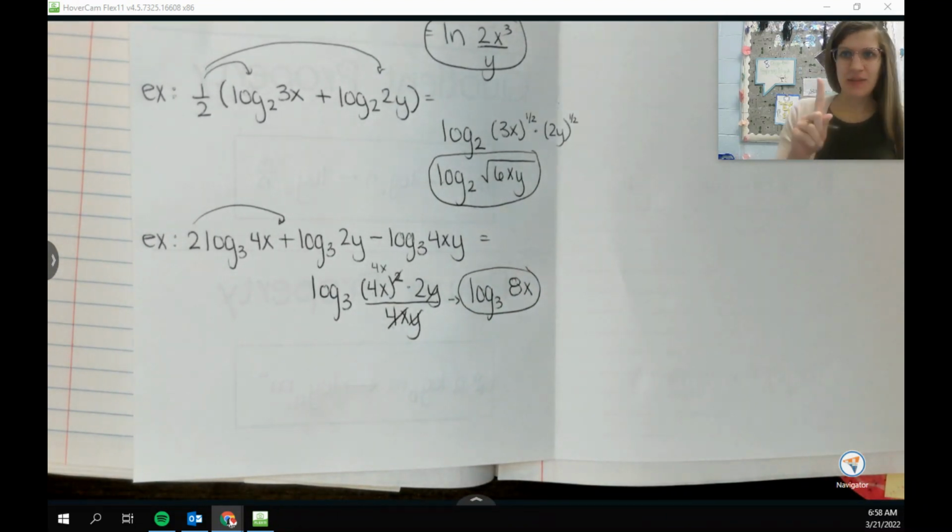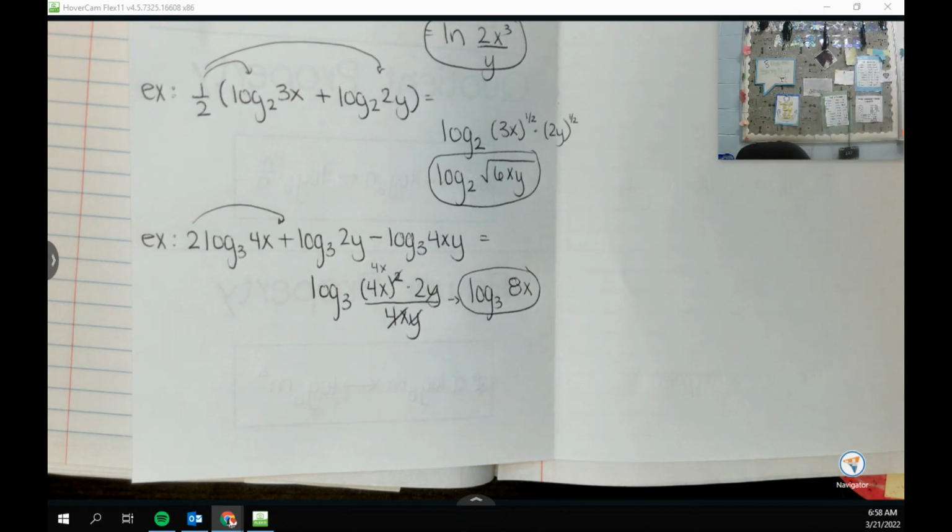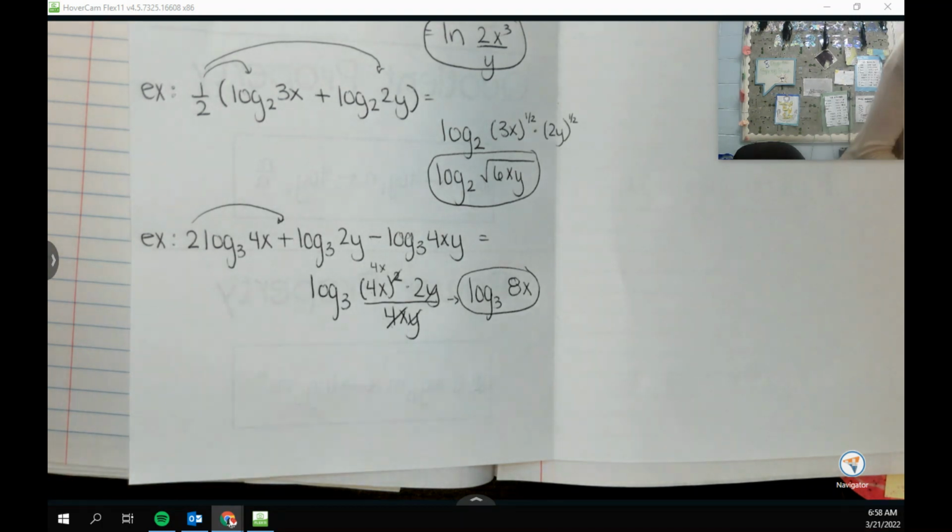Okay, I have to grab something really fast. Then I have one more good one to try.